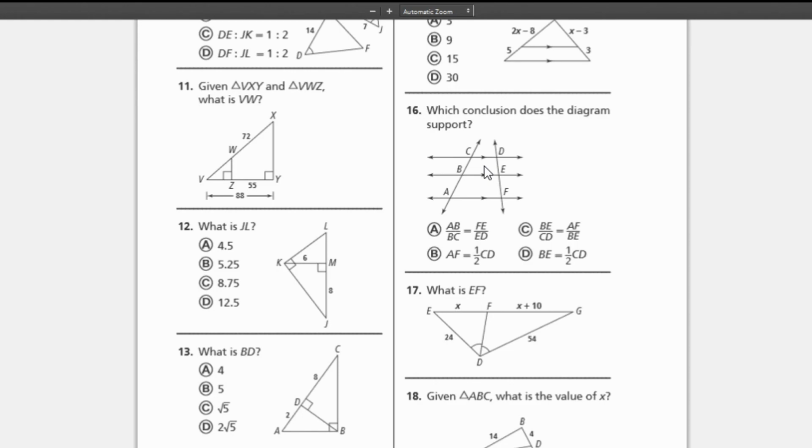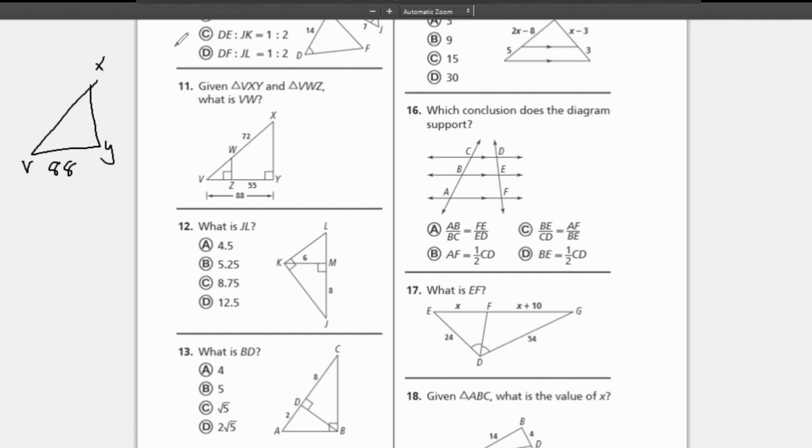All right, number 11, a classic. It says, given VXY, and at least if we read the directions, it helps a lot because it does tell us which triangles we're looking at. VXY is this large one. So VXY, and I've only gotten to this part in the directions, and I'm going to go ahead and draw it. VXY, VY is 88.